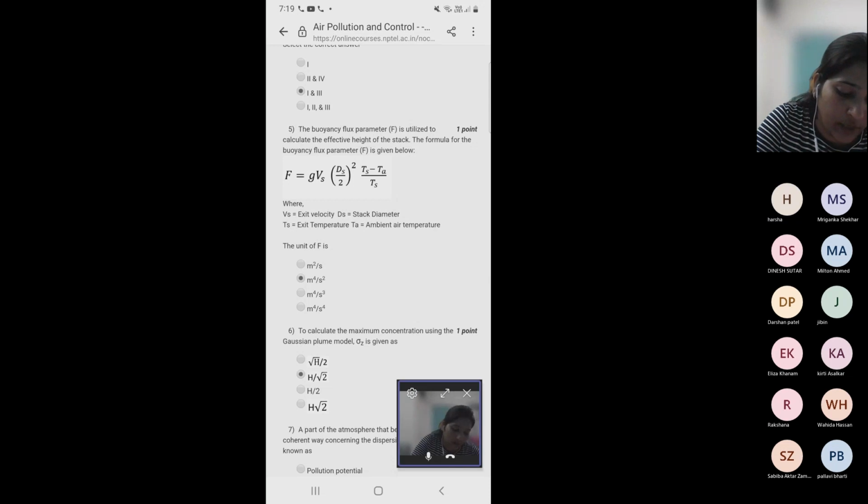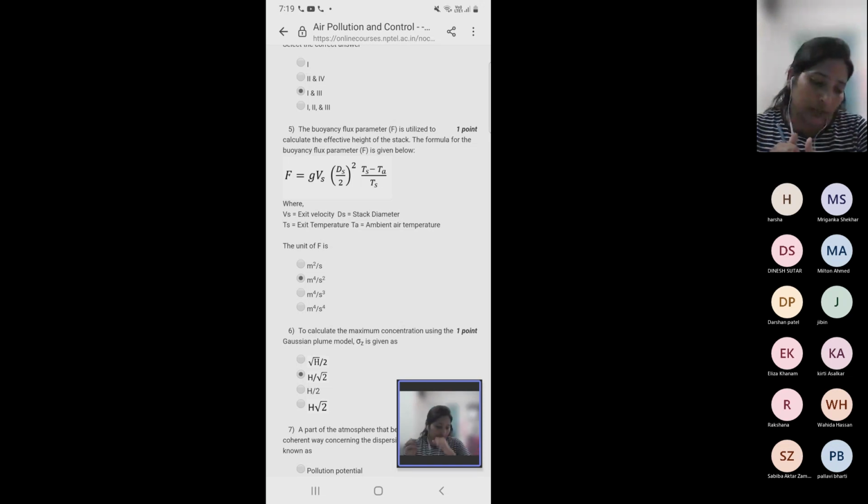Yes, ma'am. So we'll be left with the unit of g, which is meters per second square, multiplied by the unit of velocity, meters per second, and this is multiplied by the diameter square, so that is meter square. So this will be meters to the power 4 by second cube. Meter to the power 4 by second cube. I think option C will be the correct answer. Yes, ma'am.